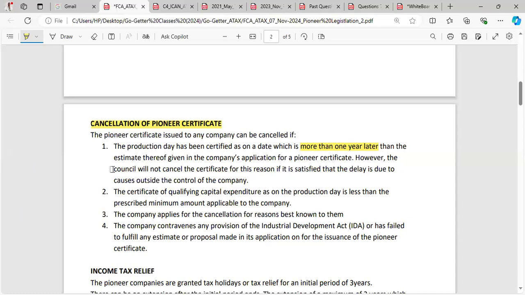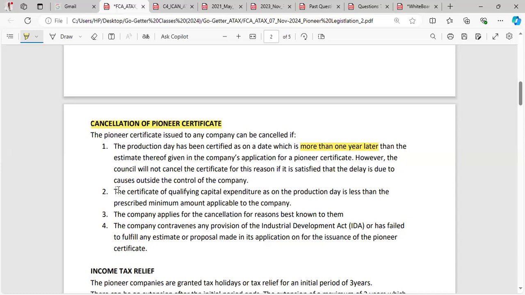However, the council will not cancel the certificate for this reason if it is satisfied that the delay is due to causes outside the control of the company. So if it is proved that the delay in getting this certificate for production day is something beyond your control and they are satisfied with that, then they will not cancel. But if the delay was from you, you were just thinking you have time and all that, it will be cancelled.